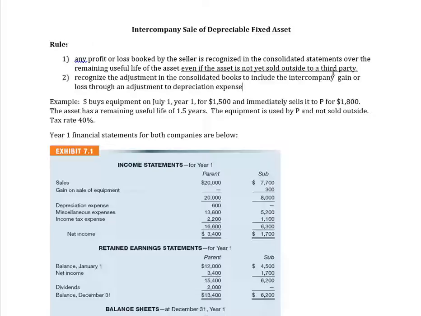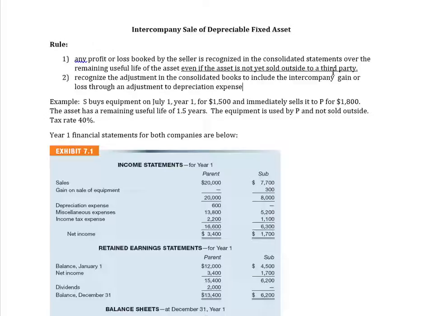So what we mean by that is that if the sub, say for example, decides to sell a piece of equipment to the parent and they sell it at an increased price, so that they earn some profit on the sale, the idea would be, most of the time, that the parent would be using it in their business, and the intention wouldn't necessarily be to sell it outside. It would be to help them generate revenue within the business.